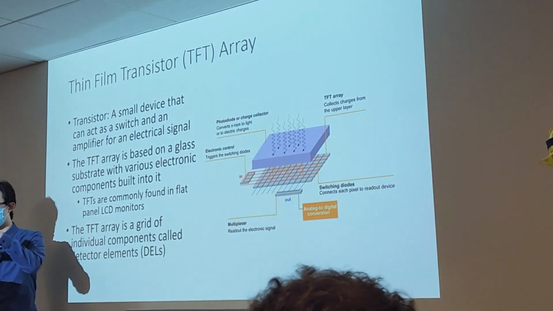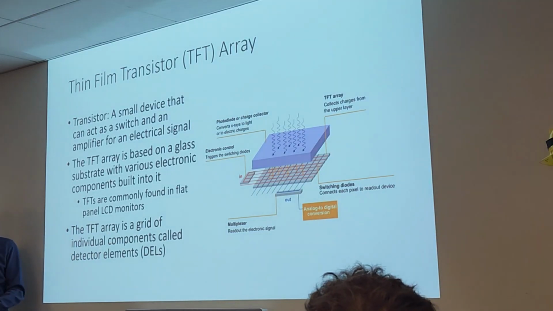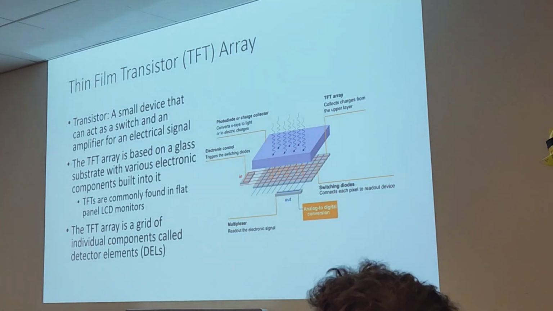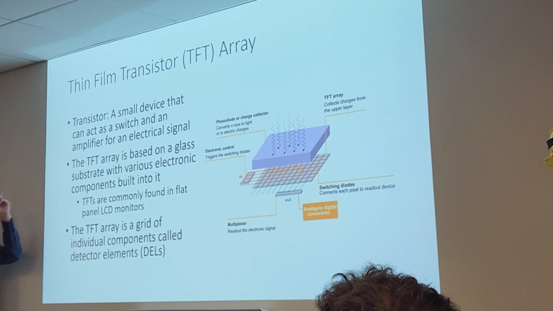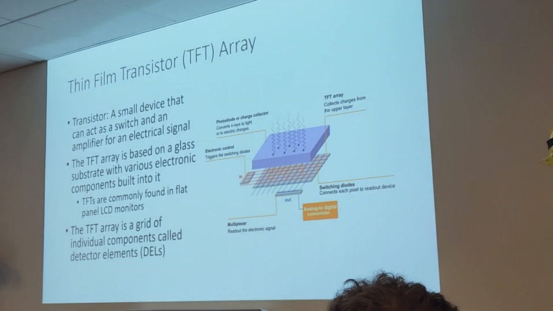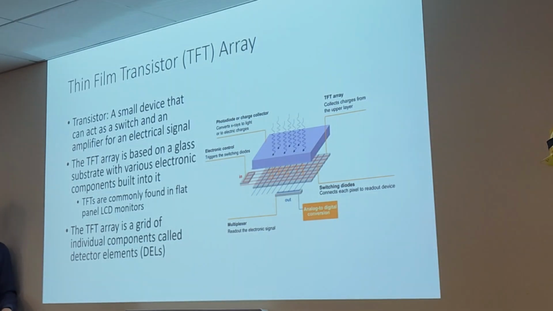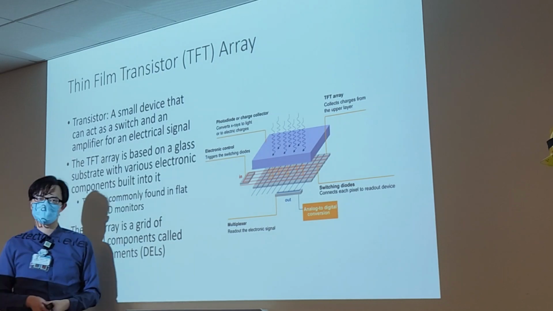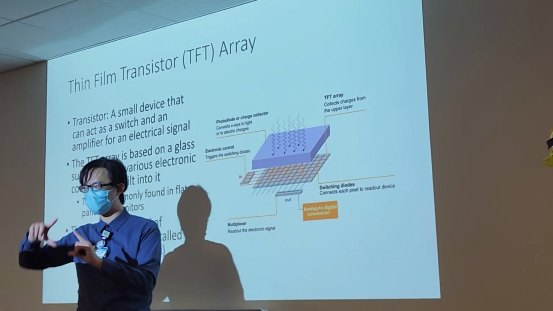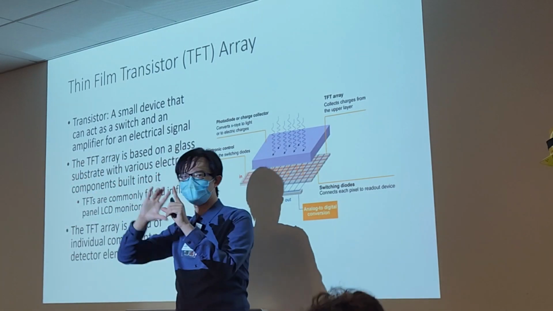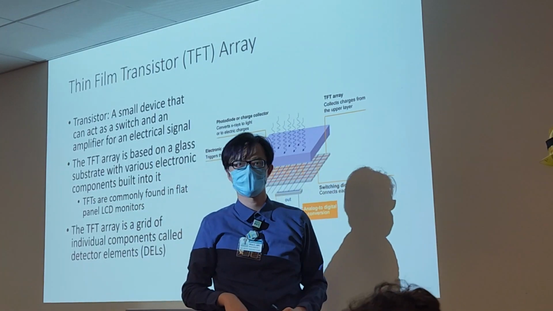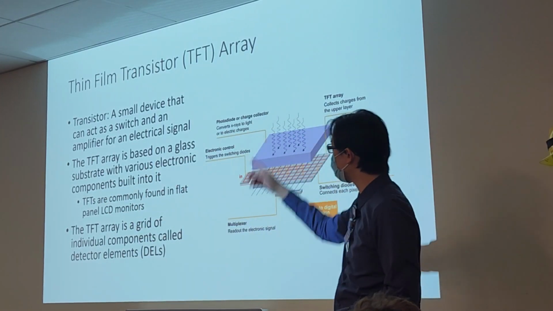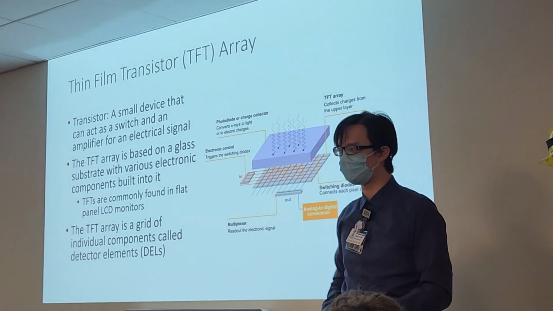Pane, like a sheet, P-A-N-E, a sheet of glass. Like a window pane. So you've got these transistors located on this sheet of glass, and these are arranged into tiny squares, laid out into arrays. So once again, that's where the array part of TFT array comes in.